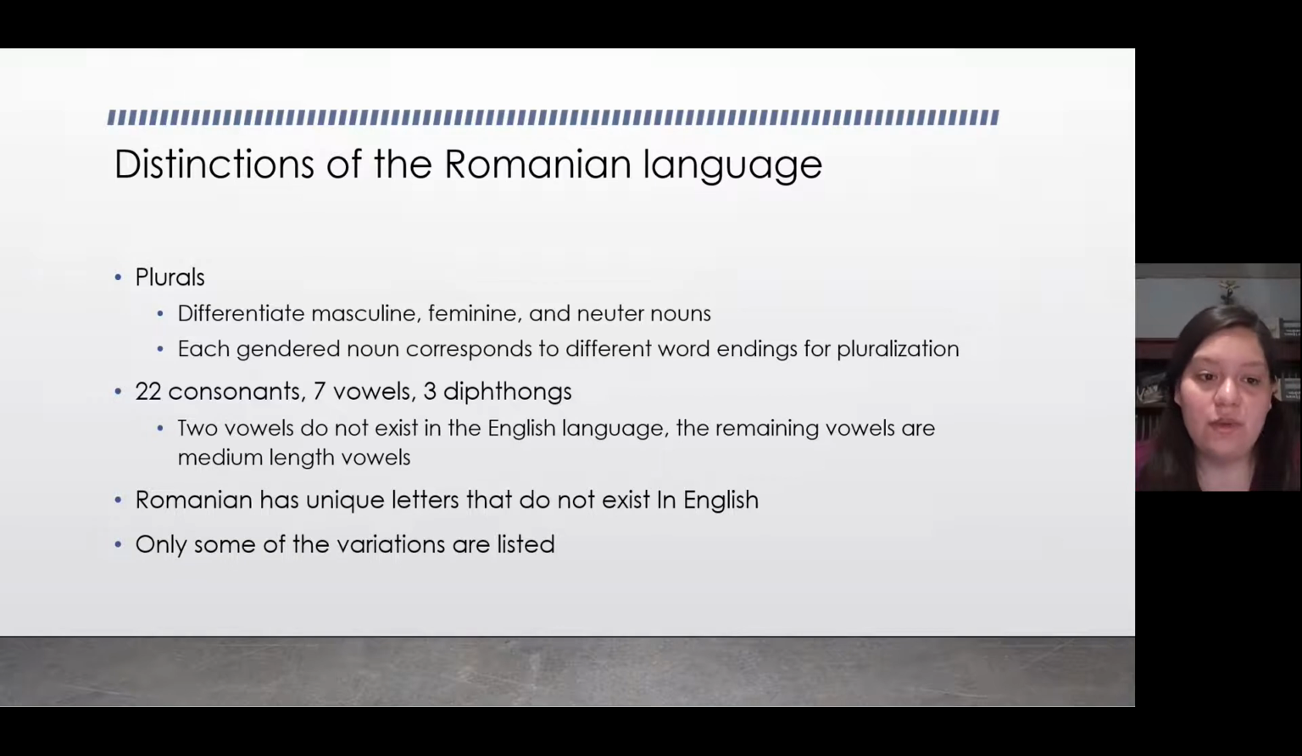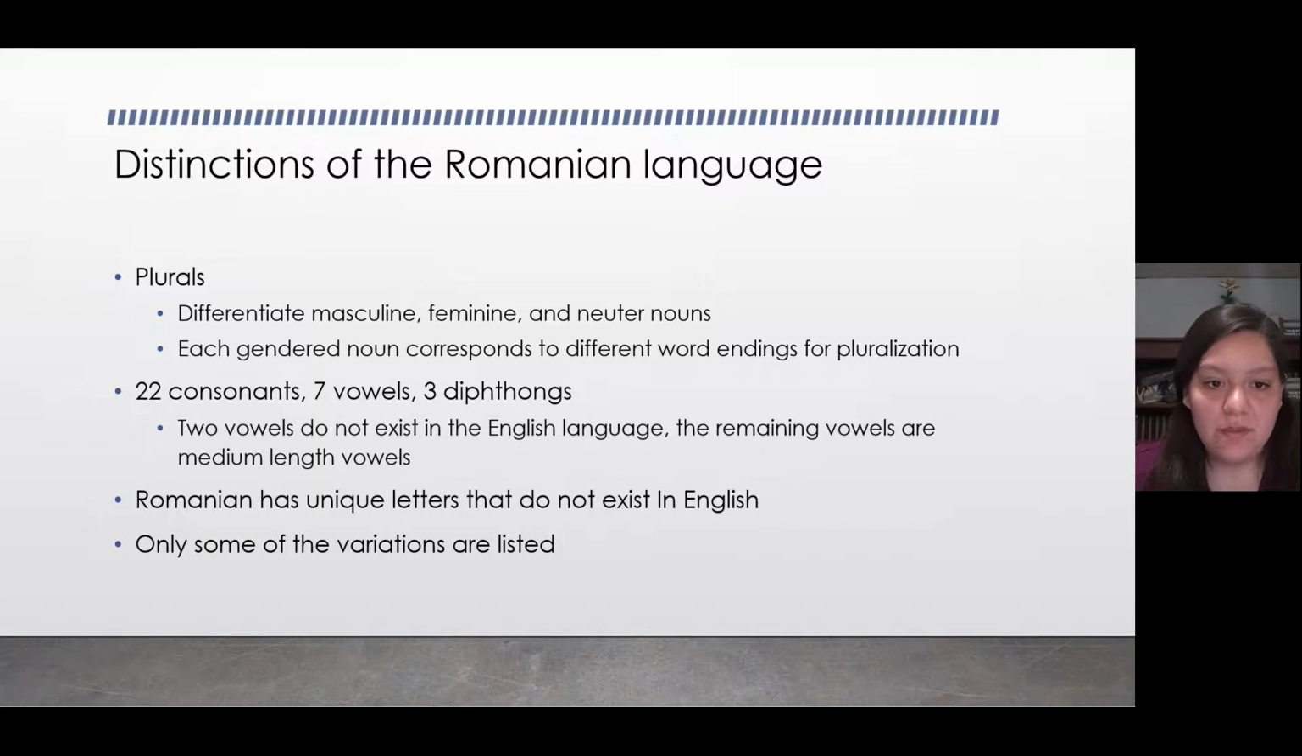As I mentioned, there are 22 consonants and 7 vowels and 3 diphthongs. What I found in the vowels is that there are 2 vowels in Romanian that do not correspond with English. They don't have an equivalent. And the remaining vowels are considered medium length when compared to English. Their vowels are not as short as our short vowels, but they're not as long as our long vowels. So they're considered medium length vowels.